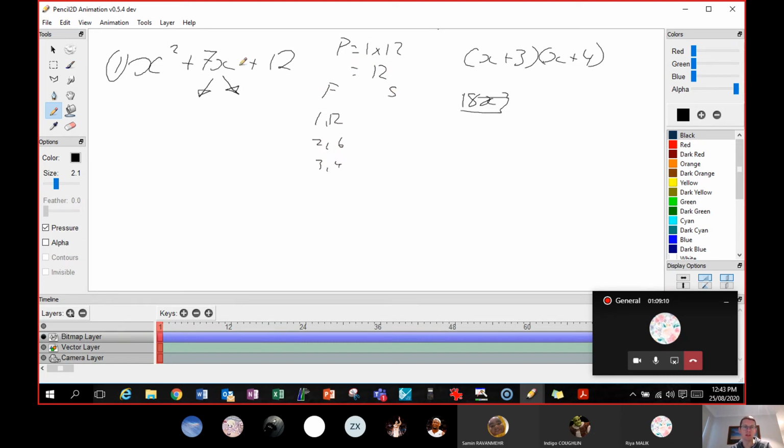Because it's still a positive, so we're talking about sum. That's going to be 13. That's going to be 8. That one is going to be 7. So it's these two. So we're going to split this up: x squared plus 3x plus 4x plus 12.